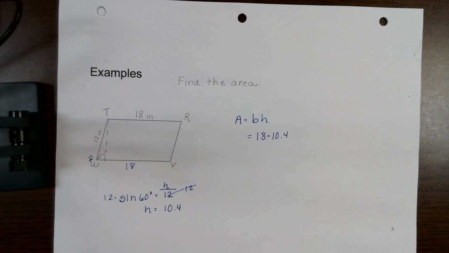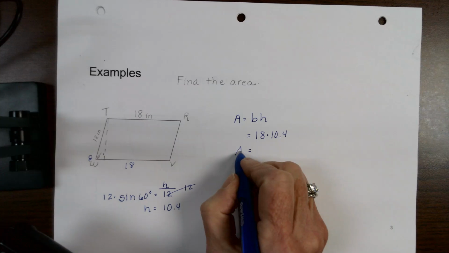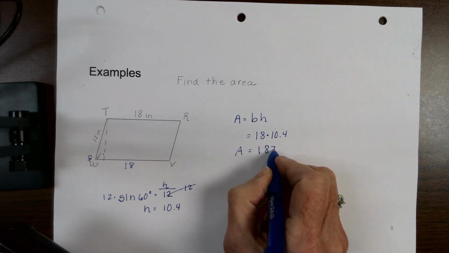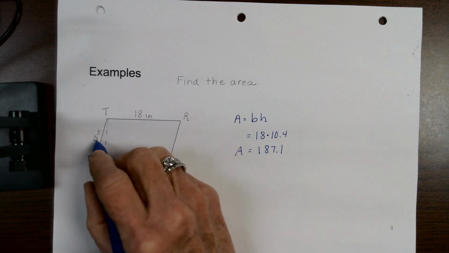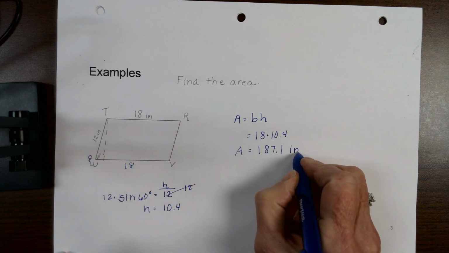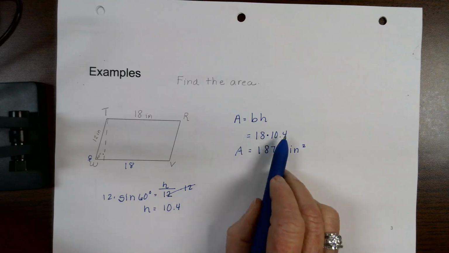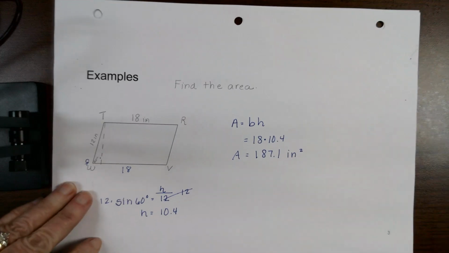So that times 18 is going to give me an area of 187.1. This is in units of inches, so it's inches squared, because that's inch times inch, or inches squared.